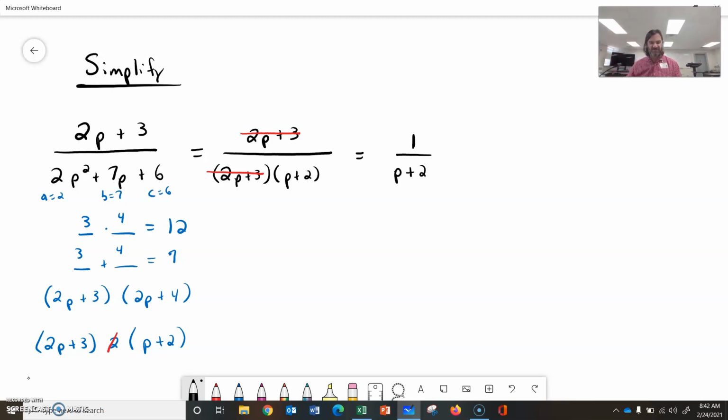So don't just write it as p plus 2, because this thing was divided by p plus 2. You can't just put it in the top just because you don't see anything there when you reduce, because you're reducing it down to 1. Thank you.